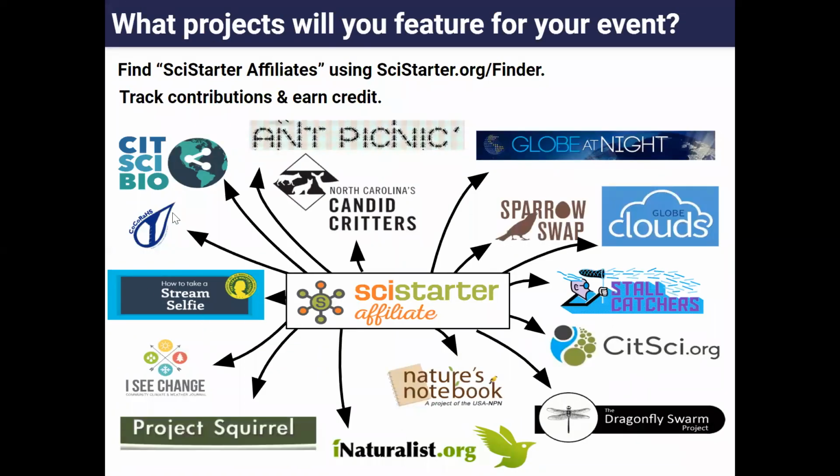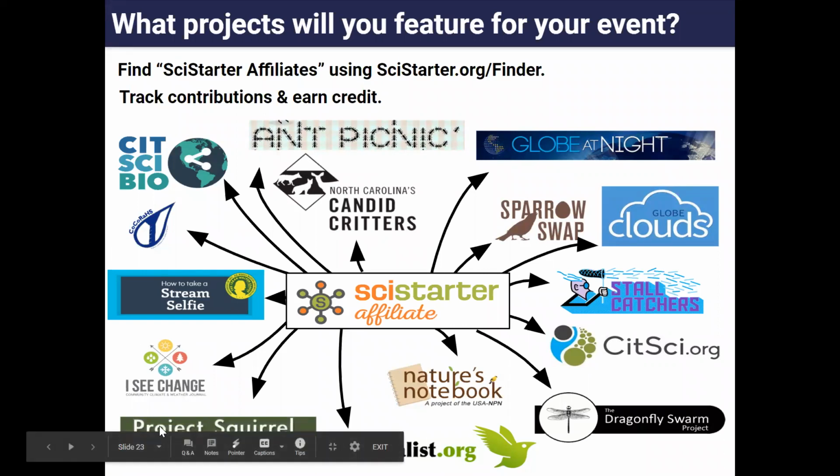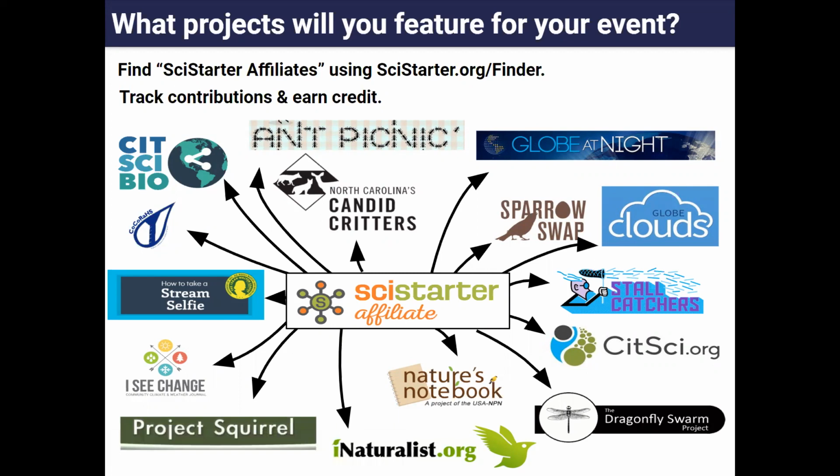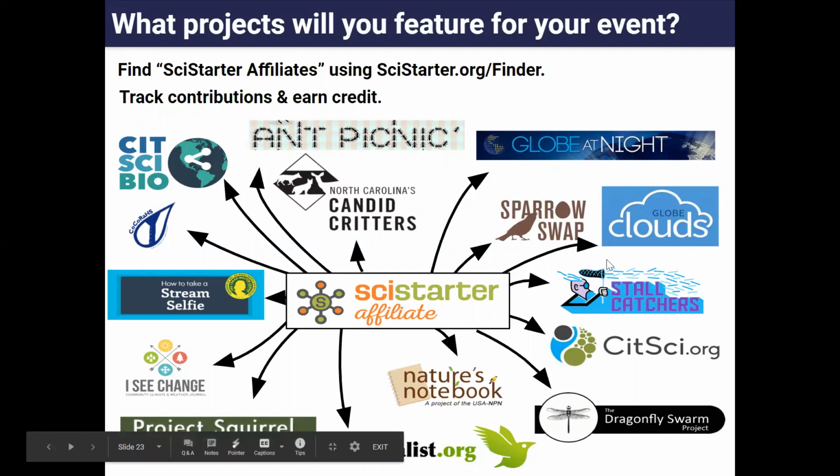These are some of the affiliates. So Stream Selfie, you'll see some familiar names on here. Stream Selfie, we've been talking about that. I See Change. Project Squirrel, National Squirrel Day is coming up on January 21st, and you can do Project Squirrel to celebrate. That's a project where you send in pictures of squirrels to help study their diversity. So when there are different color squirrels, for example, in different places. You have black squirrels in the Northeast United States. I'm originally from Florida, and I'd never seen a black squirrel before I moved to Washington, D.C., and I was absolutely blown away. And I definitely submitted my observation to Project Squirrel so we can better understand squirrel populations. Of course, Stall Catchers is an affiliate, so you can keep track of your contributions in your dashboard, and on and on.